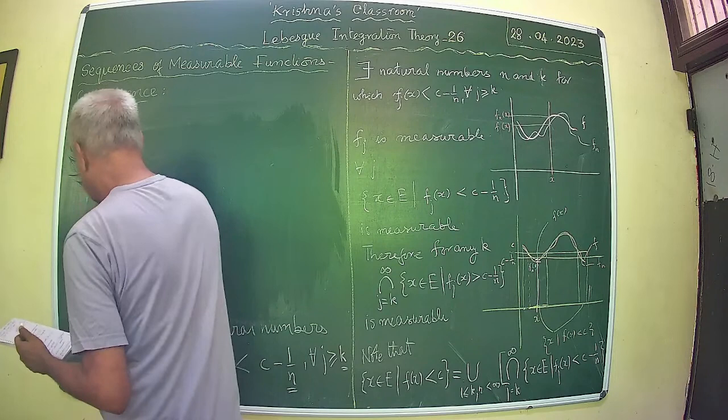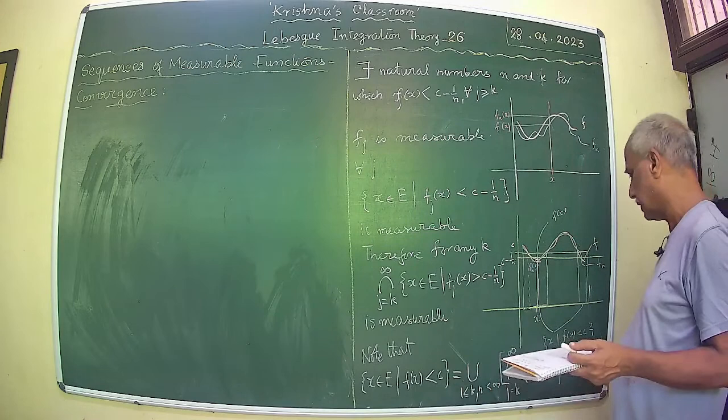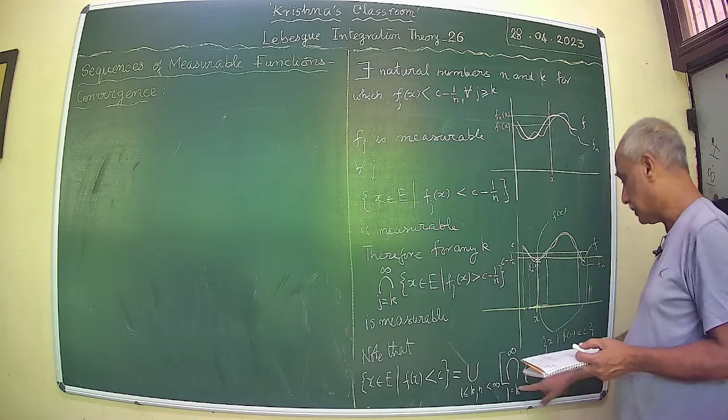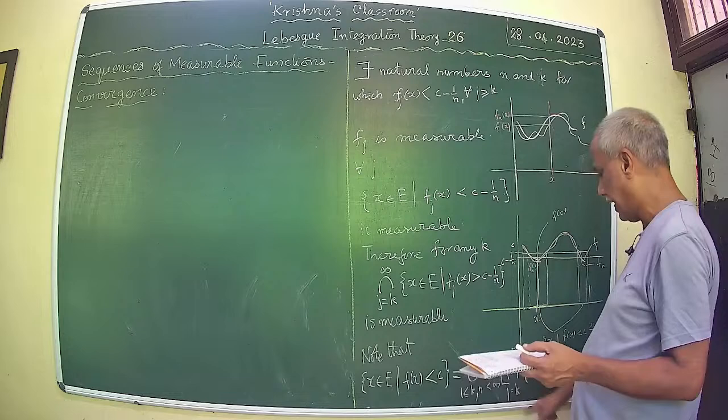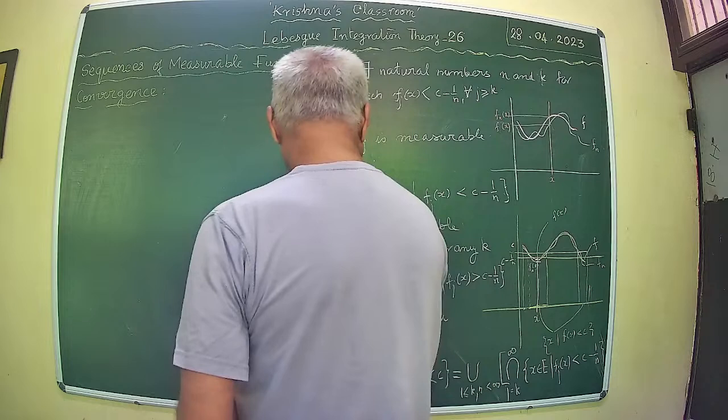Therefore, what do we have? See, each of these is a measurable set. Each of these is a measurable set. Therefore, their intersection, being a countable intersection, is a measurable set. And then the union over each k and n, this collection is a countable collection, so their union is a measurable set. Therefore, this set is measurable.